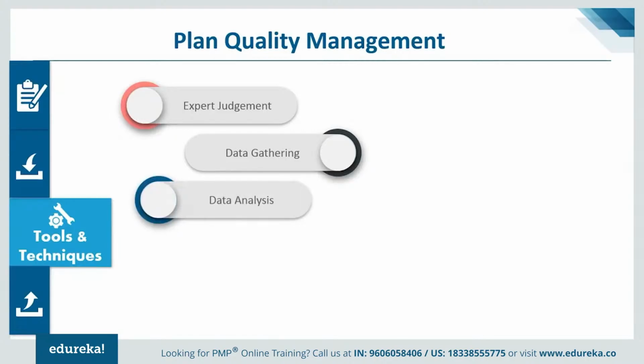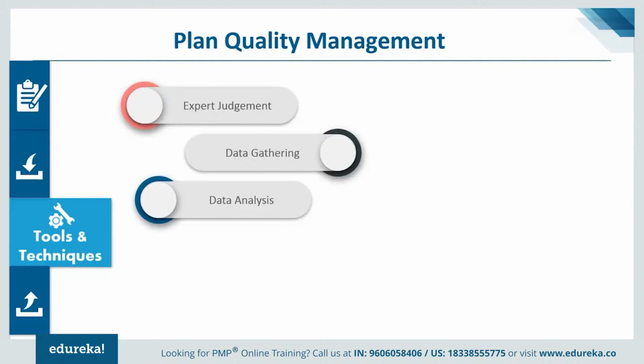Data analysis. Once we gather data while putting the plan for quality together, I need to also ensure that I do analysis of the data that I've gathered. For that, I might have to use different techniques. A simple one could be cost-benefit analysis. Can I just check the cost of quality? What is the benefit I'm going to get out of that?